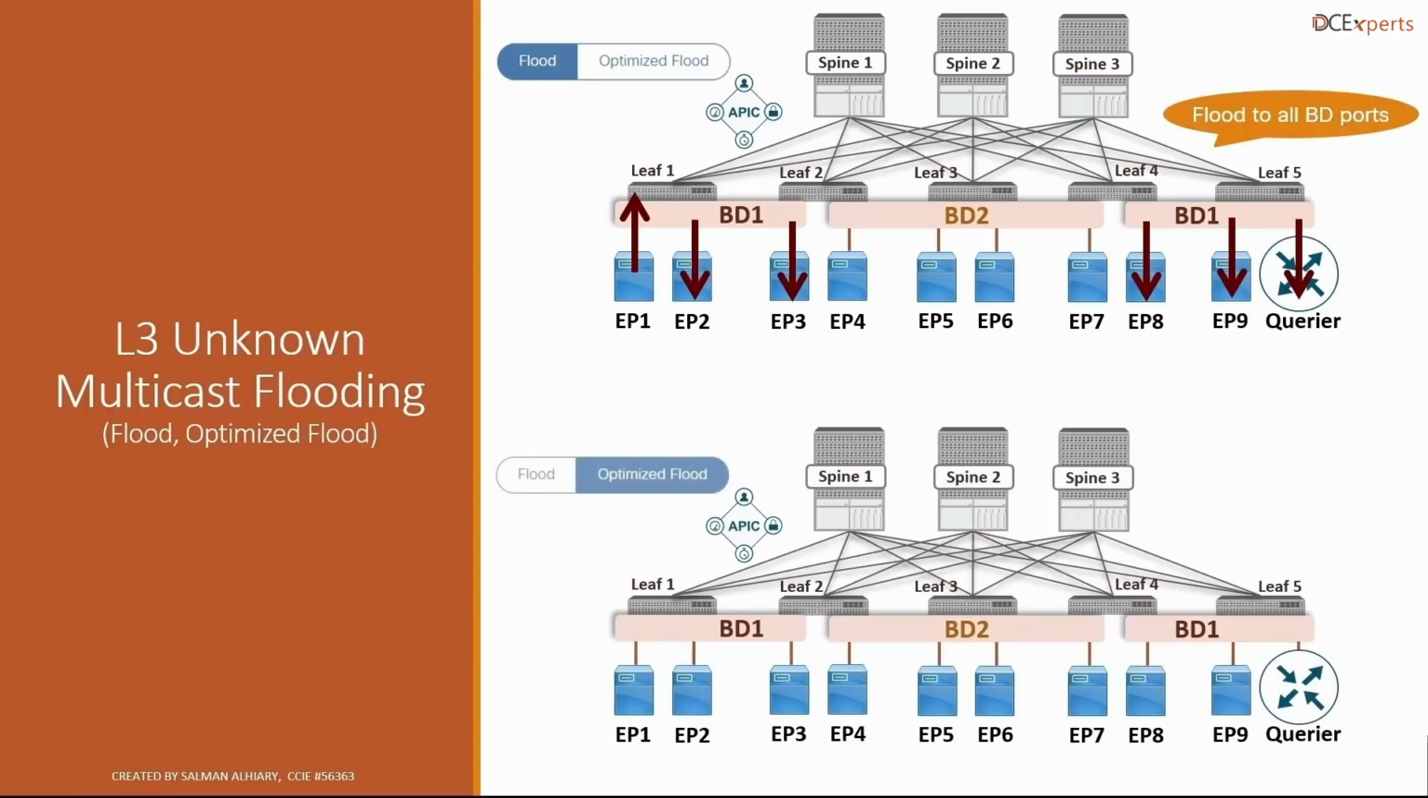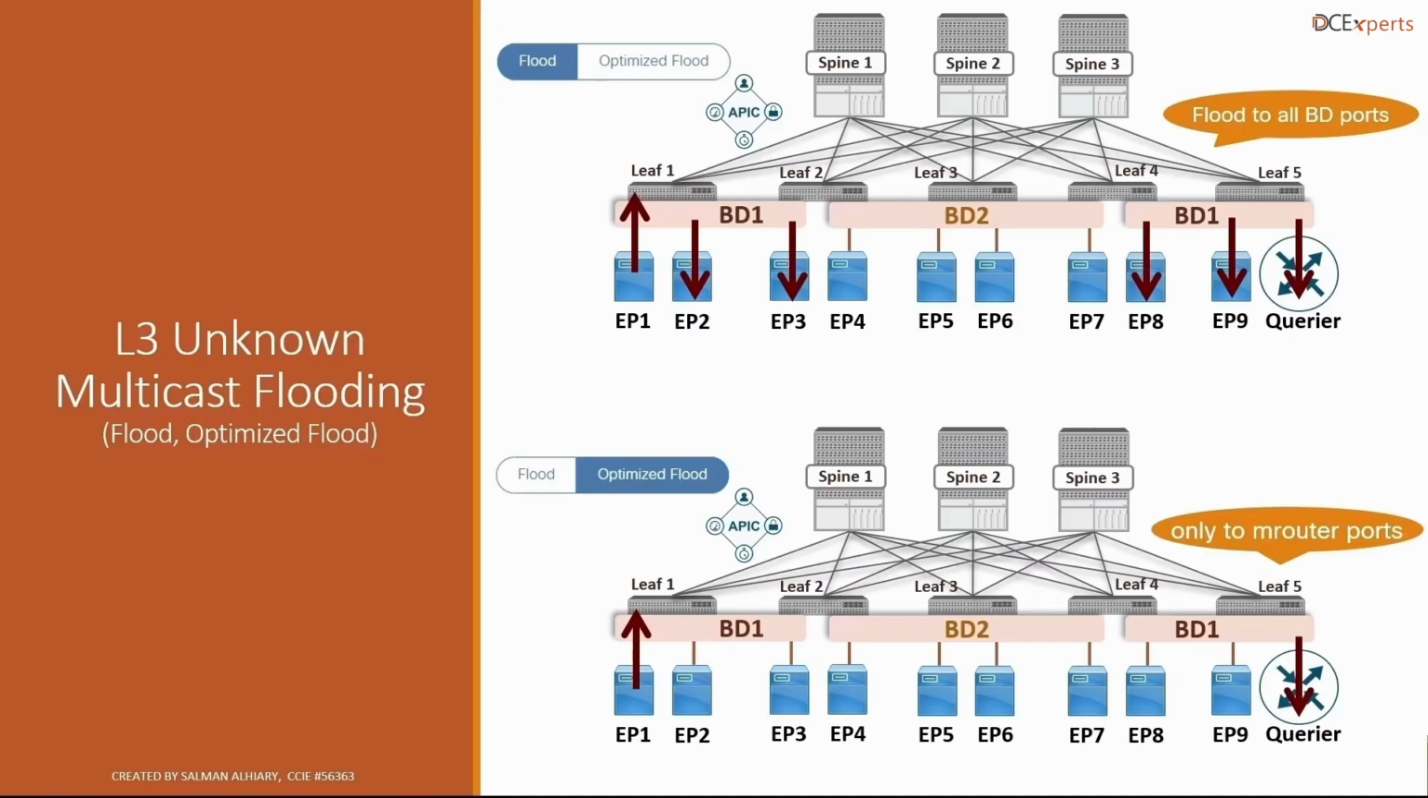On the other hand, using the optimized flood option, the packet is flooded to only the mRouter ports within the bridge domain throughout the ACI fabric. As you can see in the figure here, only the query router has a copy, so it's an mRouter port, multicast router port here, okay? So, in summary, when using the flood option, all bridge domain ports will receive a copy of the L3 unknown multicast packets. However, when using optimized flooding, only the mRouter ports will receive a copy of those packets.